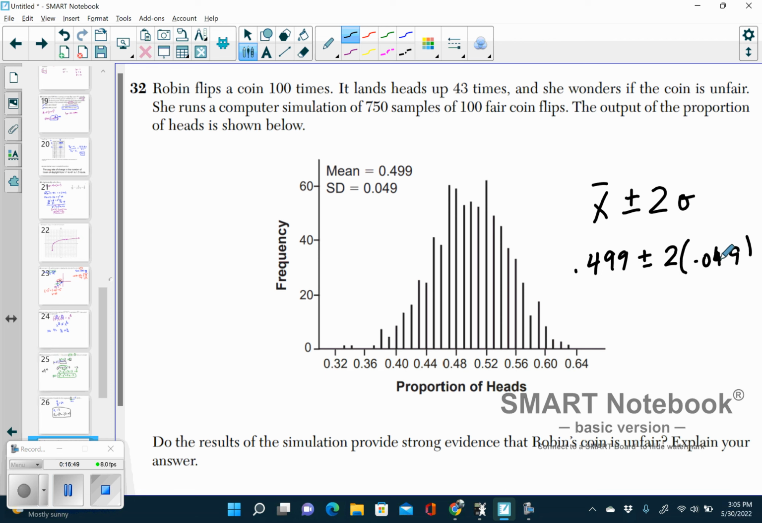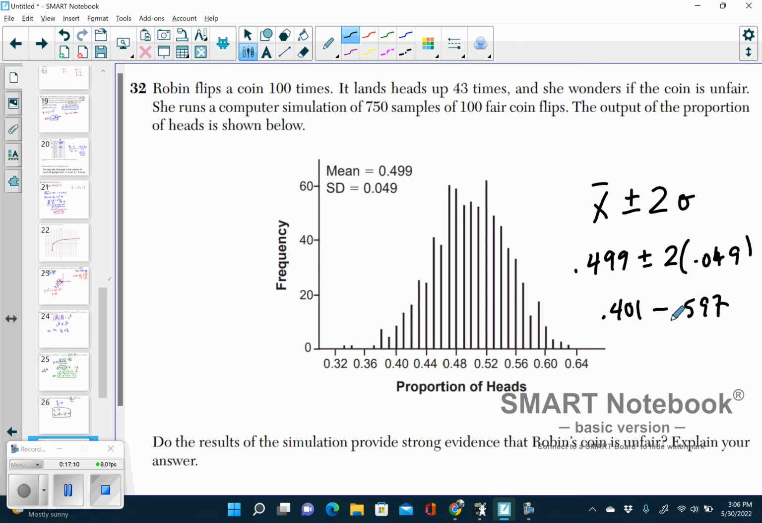So now I need to figure out what my interval is. So if I do 0.499 minus 2 times 0.049, you should do this yourself. You should get 0.401. And if I do 0.499 plus 2 times 0.049, I get 0.597.